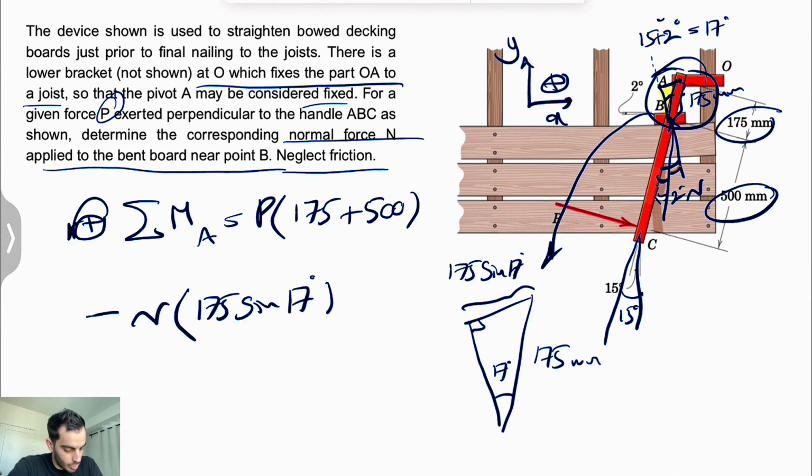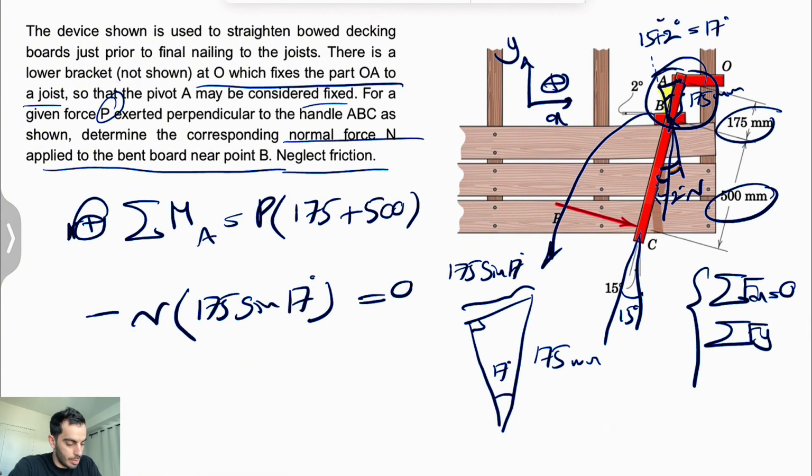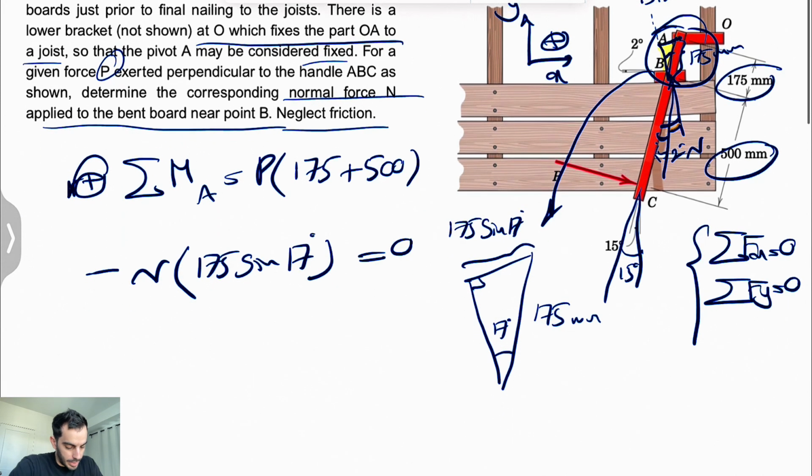So 175 sine of 17 degrees equals 0, because we assume that we are in equilibrium. The sum of all moments about any point has to be 0, and the same for our force equations: sum of all forces in x equals 0, and the same for y. But we don't need these two equations, which is why I didn't write them in the first place.